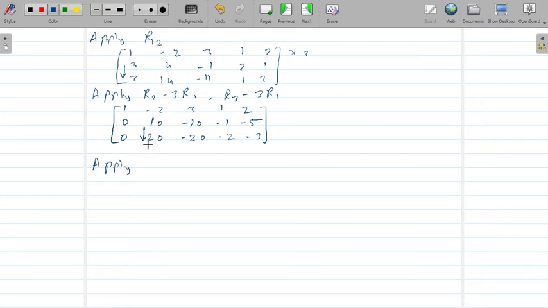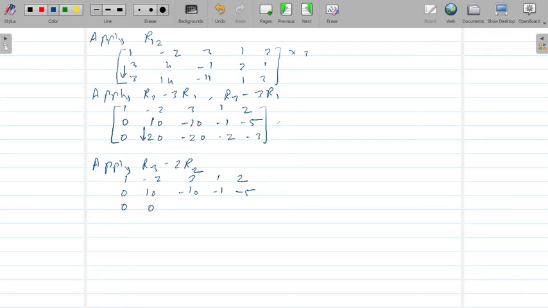I just want, instead of this 20, I want 0. So you can apply R3 minus 2 times R2. So remember, to make entries below A22 equal to 0, you are allowed to use only the R2 row. So first row as it is: 1, minus 2, 3, 1, 2. Second row as it is: 0, 10, minus 10, minus 1, minus 5. And then this position 0. Now minus 20.